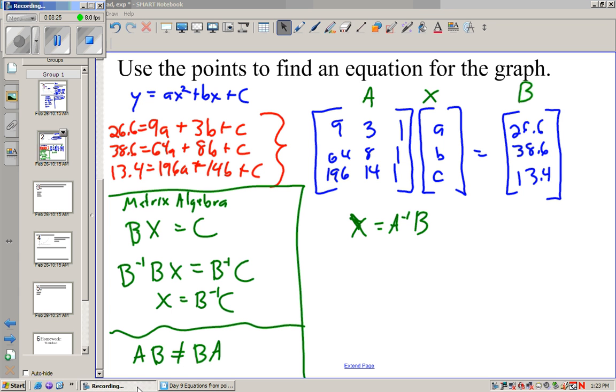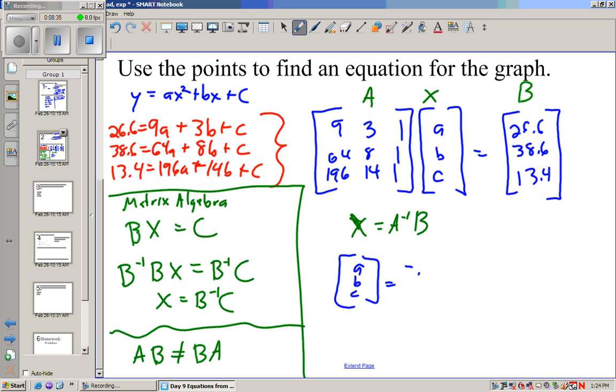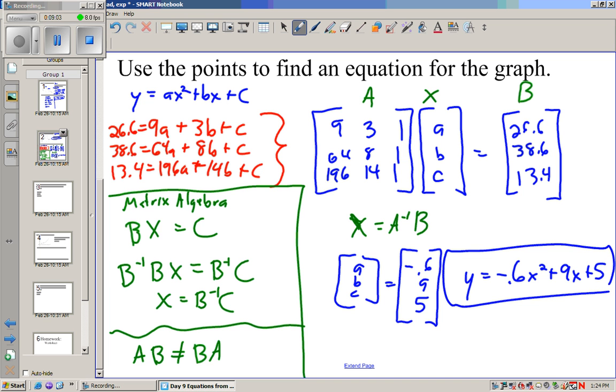Now, try this and see if you can do it on your own. I did this on my calculator, and I got A, B, C is equal to negative 0.6, 9, and 5. Alright, so from there we can write our equation, because we found A, B, and C. So y is equal to negative 0.6 x squared plus 9x plus 5. That's our equation.